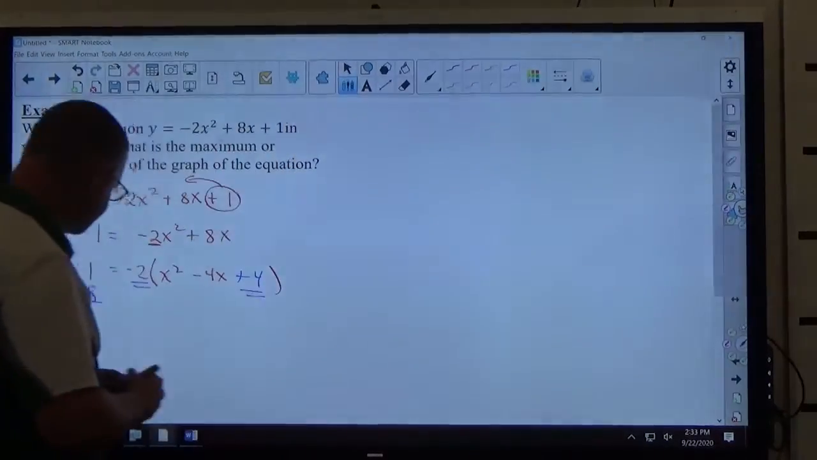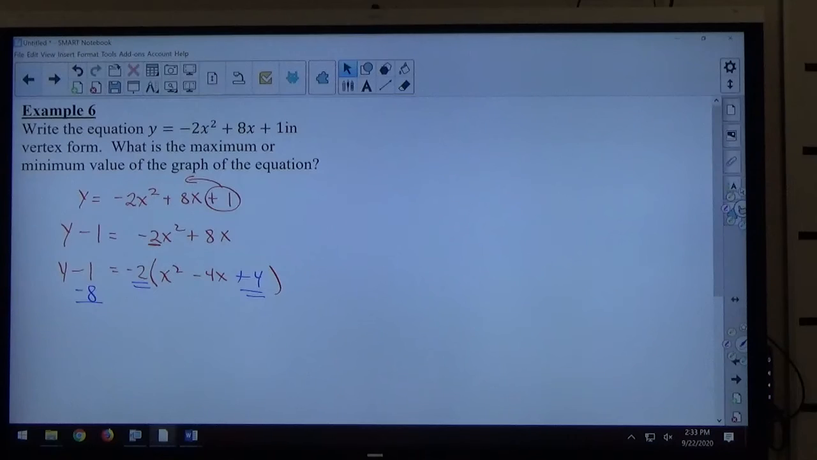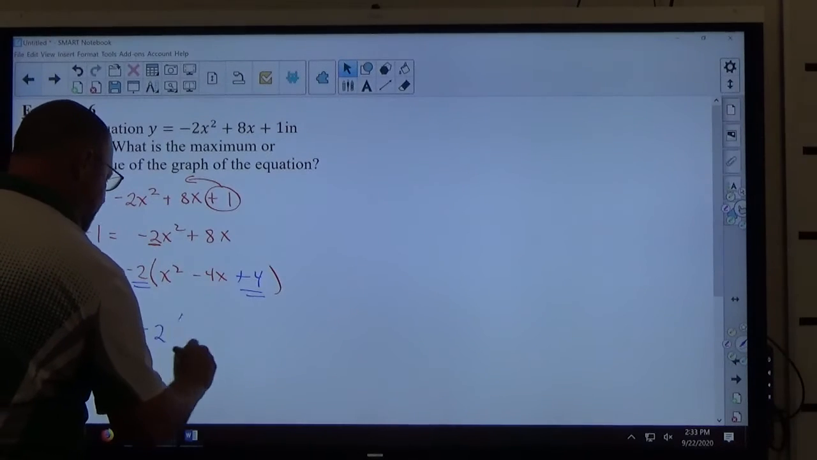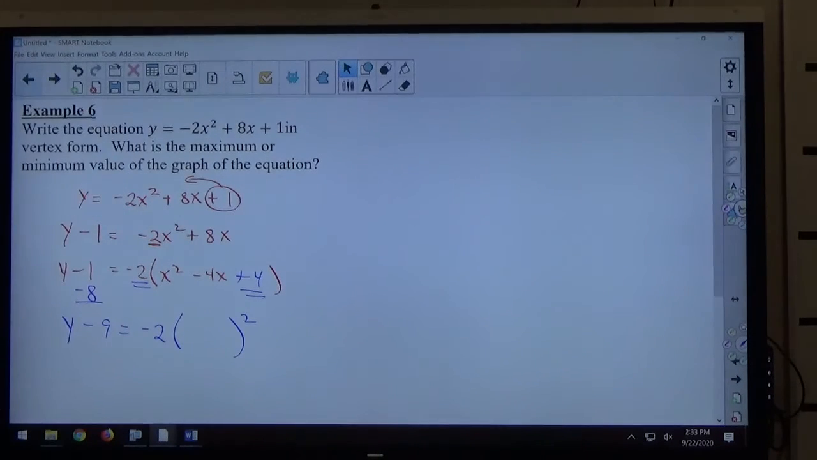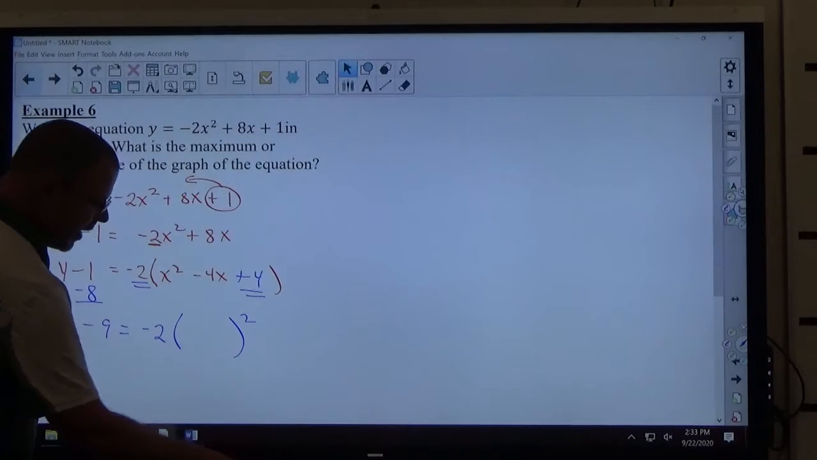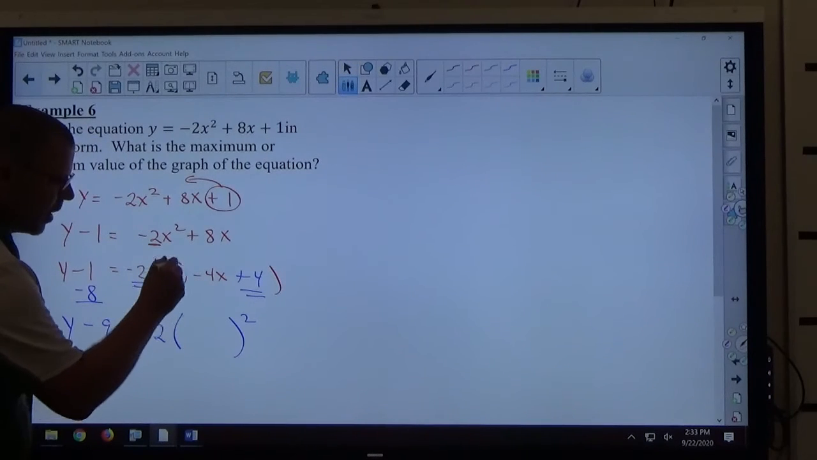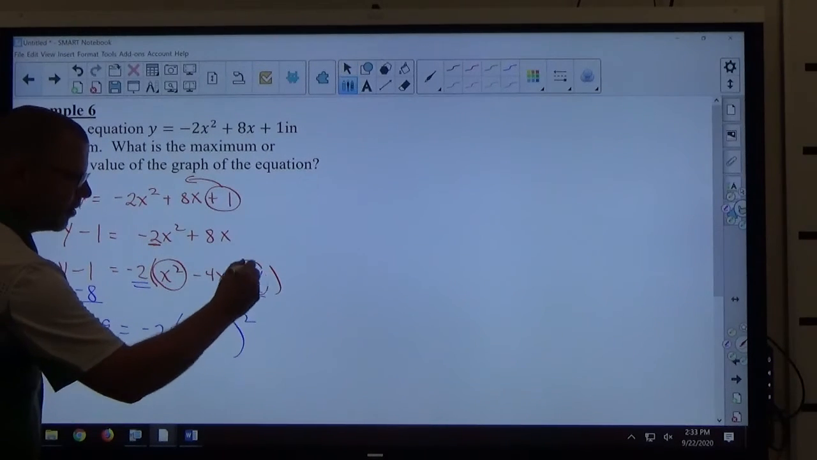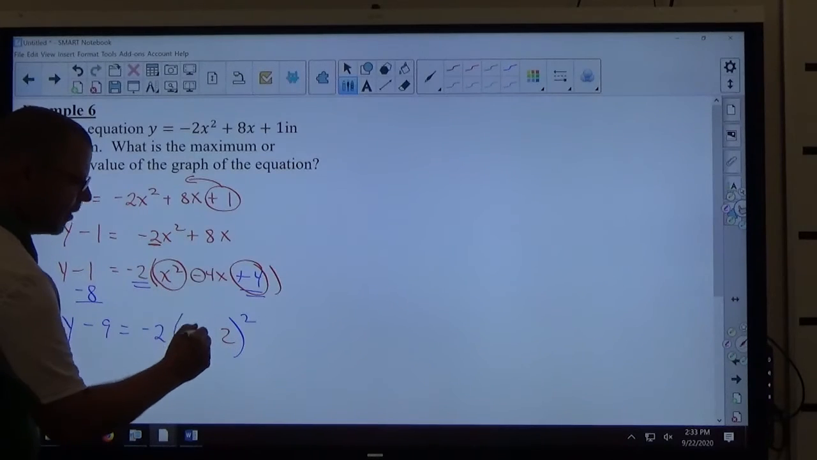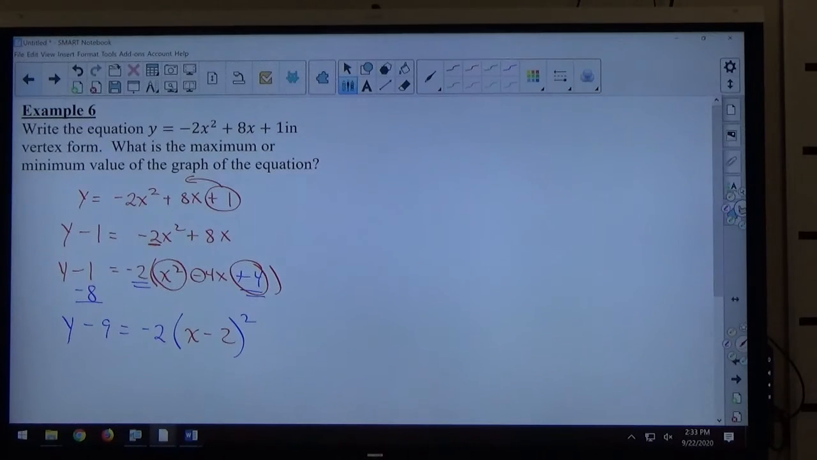All right, so on the left-hand side, I've got my y. Negative 1 minus 8 makes minus 9. On the right-hand side, I've got my negative 2 outside, and I want to create a parentheses squared. And again, to factor this, I simply take the square root of this term and the square root of this term, whatever sign that is. And just like that, we're in vertex form.